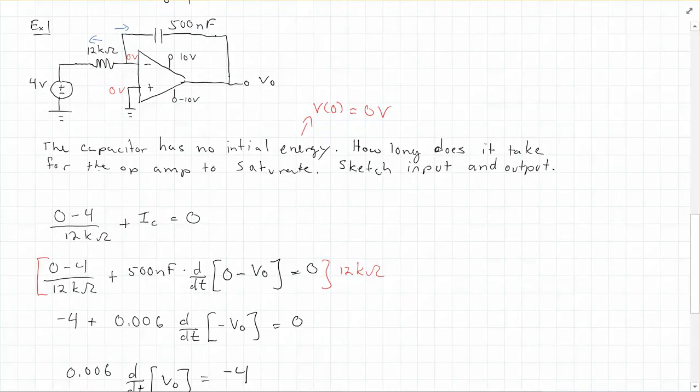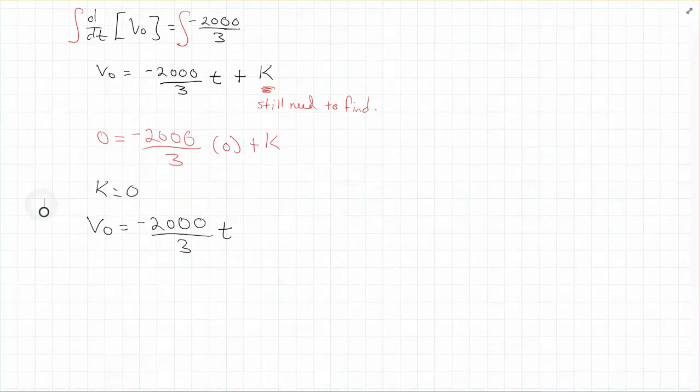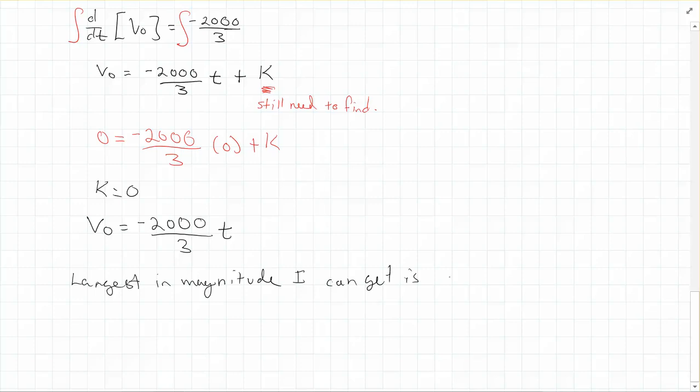Now, the question here says, how long does it take for the op amp to saturate? Well, we have positive and negative voltage supplies here. And based off the equation, I'm getting a negative voltage out with respect to time. And I know the largest in magnitude I can get is -10 volts.